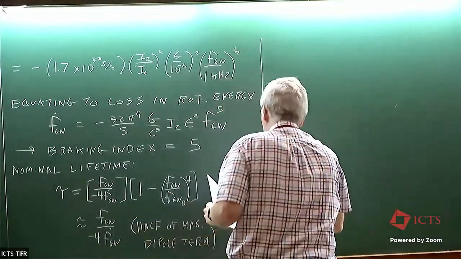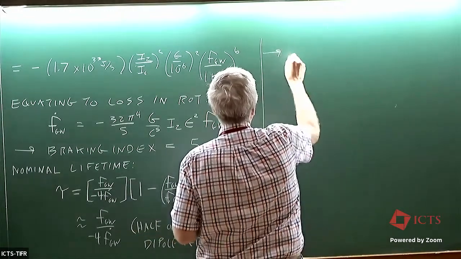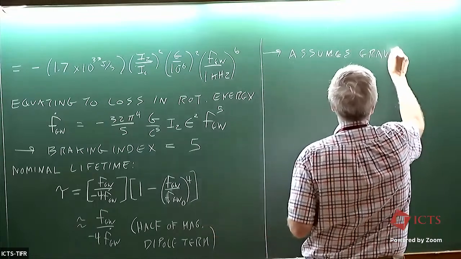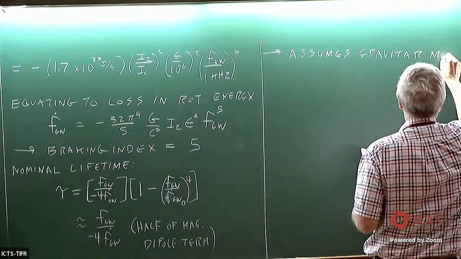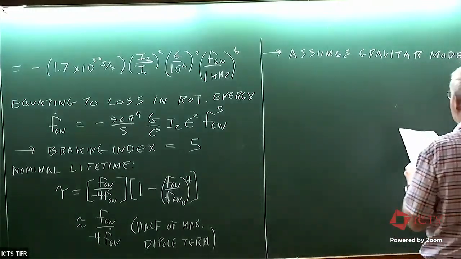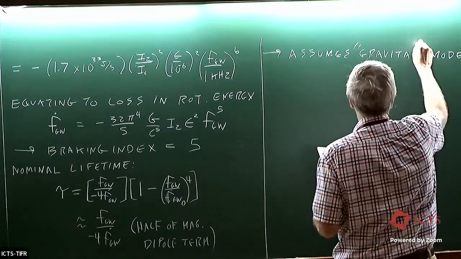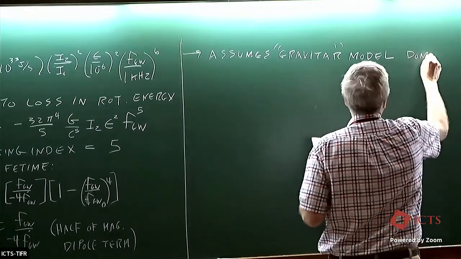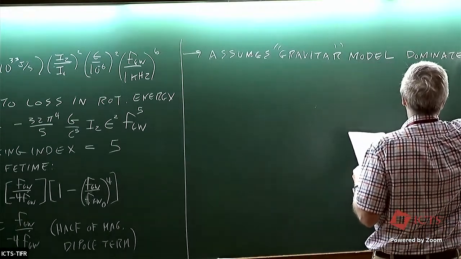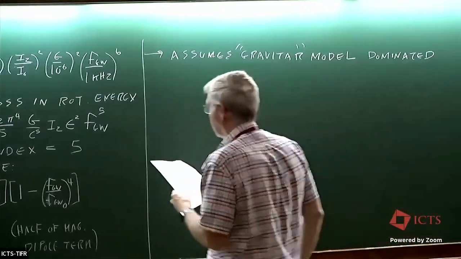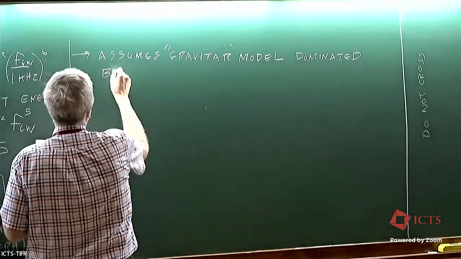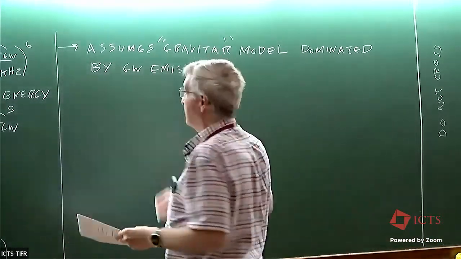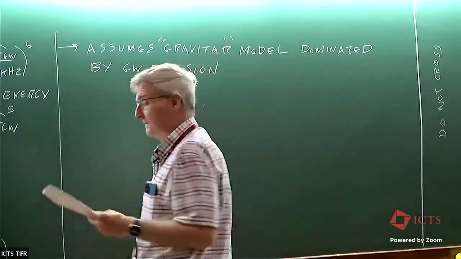So this calculation assumes a gravitar model where we have a star that is spinning down either solely or dominantly by gravitational wave emission. So either it's a pure emitter or it's so dominated by the gravitational wave emission that we can make that approximation. As I say, we can neglect any spin down due to magnetic dipole emission or other contributions.